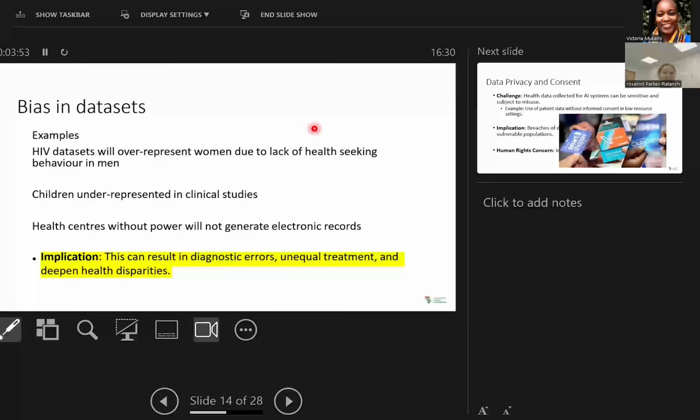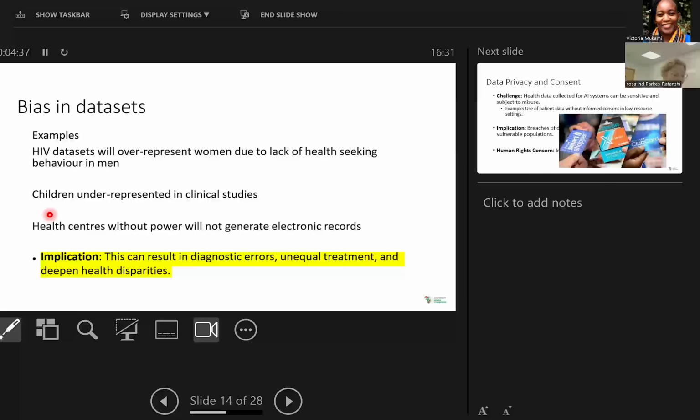And so here's some more examples. HIV data sets will actually overrepresent women, because certainly in Africa, men do not seek HIV care as much as women do. And what we found in our data sets in Uganda is that almost 60% women, sometimes nearly 70% women. Children are underreported. But then there's these other things. So if you're in a health center without power, you won't generate electronic records, right? So how does your data, if you're in a low-level health center, how does your data get into the database to enable us to develop a tool that is related to you?